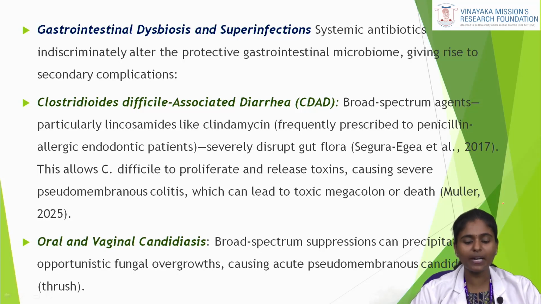Gastrointestinal dysbiosis and superinfections. Systemic antibiotics indiscriminately alter the protective gastrointestinal microbiome, giving rise to secondary complications such as Clostridioides difficile associated diarrhea and oral and vaginal candidiasis. Clostridioides difficile associated diarrhea: broad spectrum agents, particularly lincosamides like clindamycin, severely disrupt the gut bacterial flora. This allows C. difficile to proliferate and release toxins, causing severe pseudomembranous colitis, leading to toxic megacolon or death. Oral and vaginal candidiasis: broad spectrum antibiotics can precipitate opportunistic fungal overgrowth, causing acute pseudomembranous candidiasis.